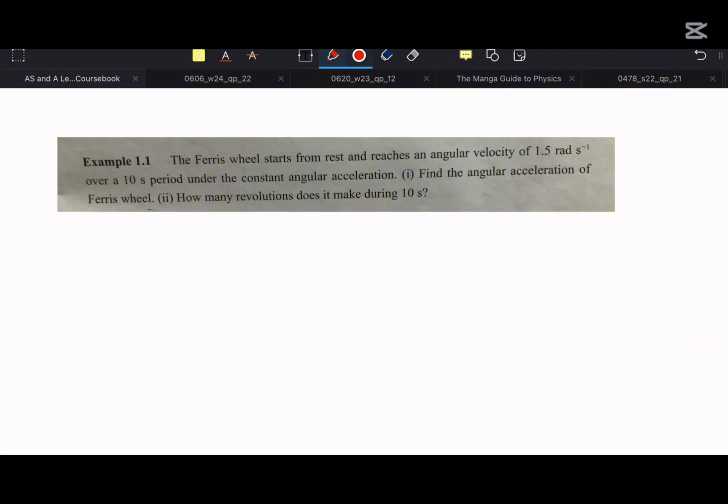Okay, so today we're doing this question. It's a little switch up to the question I normally do, and it's about angular velocity, angular acceleration, tangential velocity. I don't think there's tangential velocity here, but yeah. So let's start. The Ferris wheel starts from rest, and it reaches angular velocity 1.5 radian per second over a 10 second period, under a constant angular acceleration.